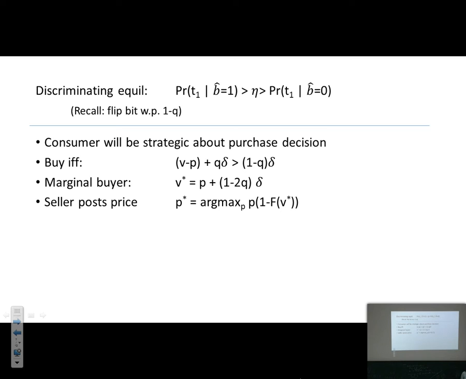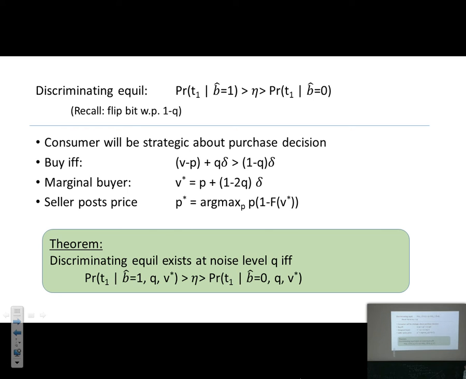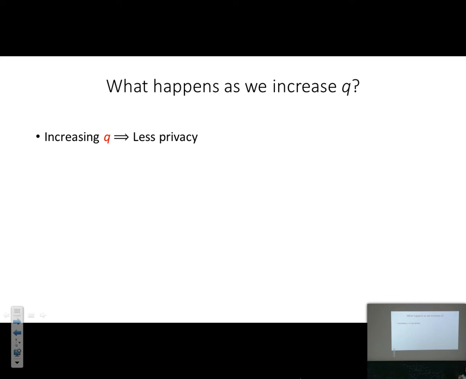And again, the seller posts a price to maximize revenue. It's not the monopoly price anymore, because we have this sort of more complicated thing happening. And again, we can phrase this in a more formal way, which is that a discriminating equilibrium exists exactly when the advertiser's posterior, given the V star that solves this, satisfies these conditions above. So this has all been for a fixed Q. And so now let's think about what happens as we change Q.